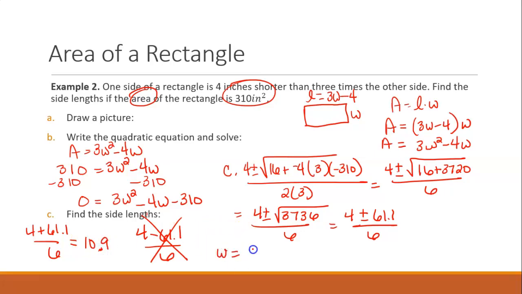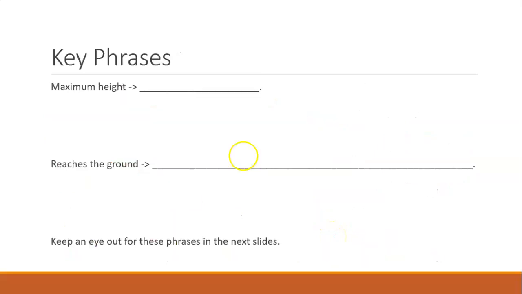The width is 10.9. The length is 3 times the width minus 4. So we do 3 times 10.9, hit enter, minus 4, gives me 28.7. So the width is 10.9 and the length is 28.7. Make sure you've written this down before we move on to the next type.